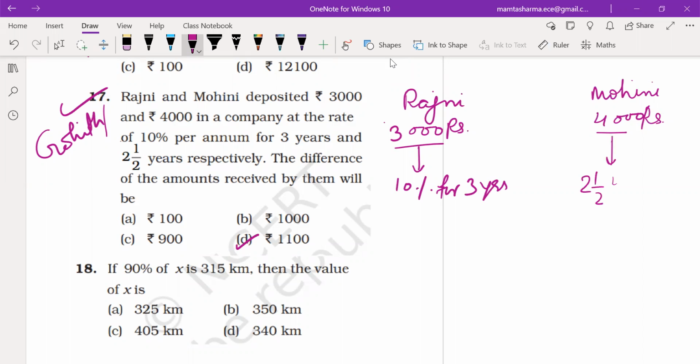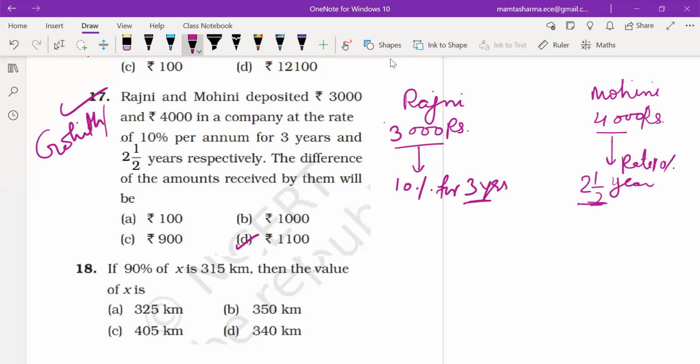2.5 years. And the rate is the same, I think. Yes, ma'am, 10% for both. Okay. The rate is same, time is different. Here for Rajni, time is 3 years. For Mohini, it is 2.5 years. The difference of amount received by them will be.